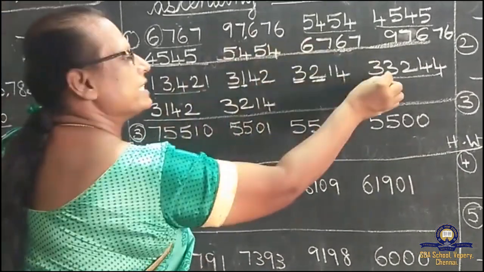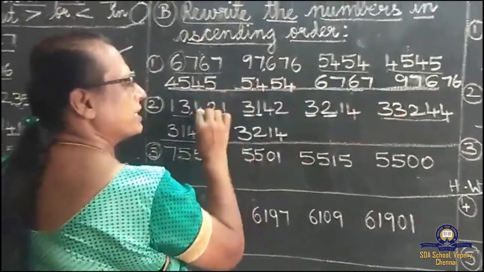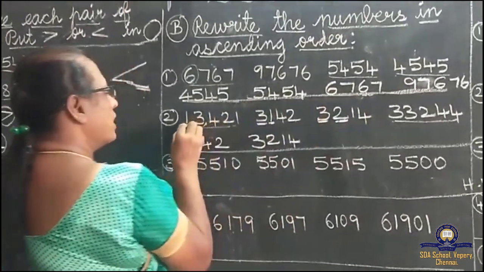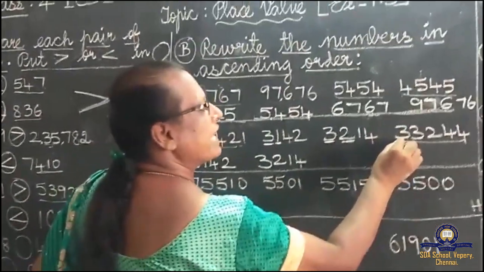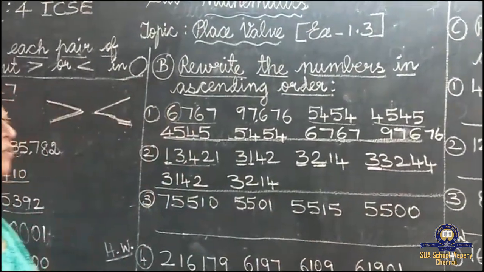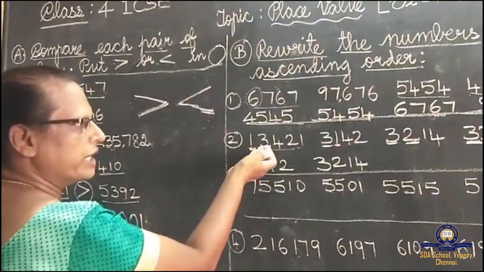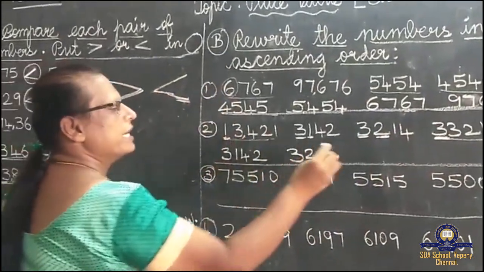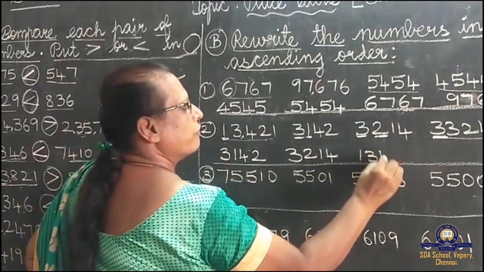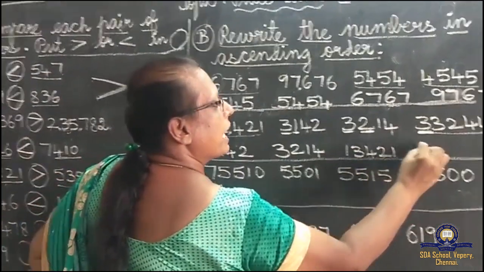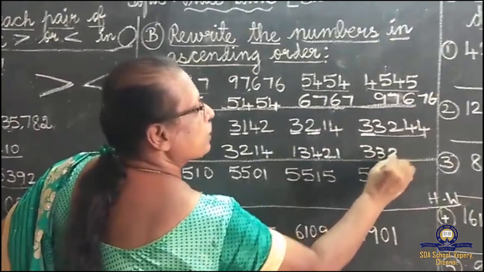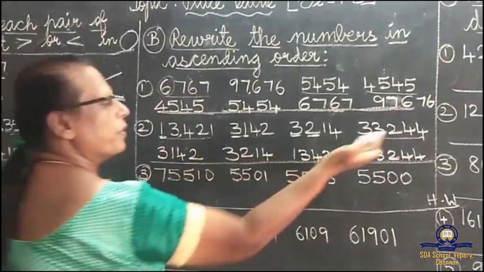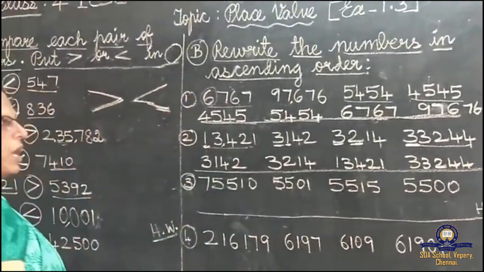Now what you have to do? You have to compare these two 5 digit numbers. See here, first number, here 1 is there. Here what number is there? 3 is there. So automatically what you have to write, children? This one only. Here 13,000, here 33,000. So you have to write 13,421, and here 33,244. So you can see smaller number to bigger number.